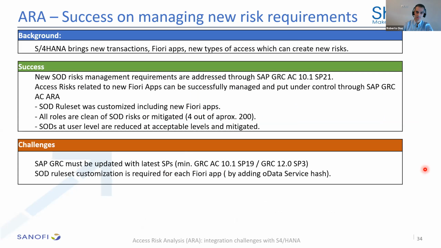So this is a success, meaning that with the GRC access controls, we were able to meet our risk management requirements. So what I can say is that GRC access controls successfully managed the new risks coming from the new Fiori apps, right? We were able to put under control the risk management. All of our roles are clean of SOD risks. Only 4 out of up to 100 are not SOD free. And we reduced the number of SOD conflicts to acceptable levels.